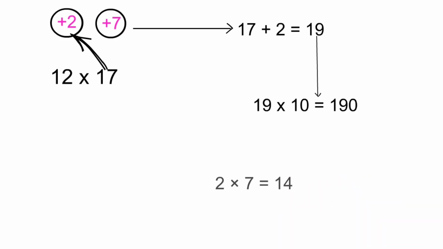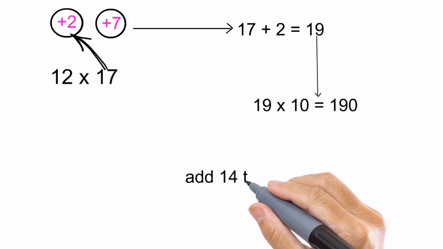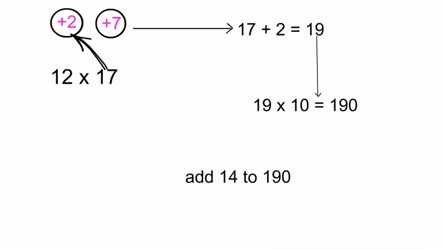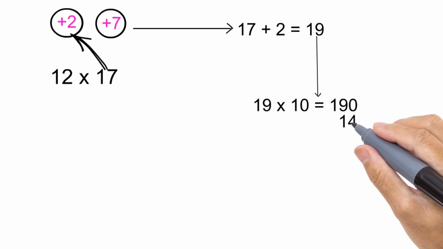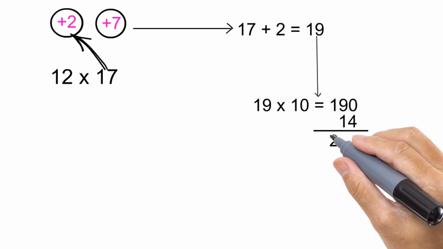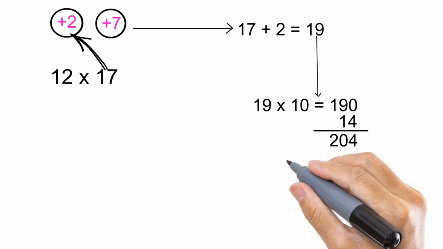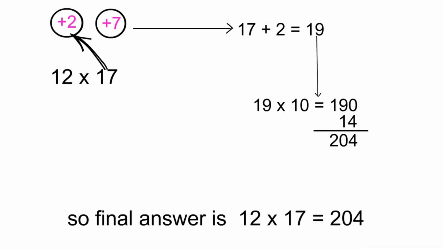We have to add this 14 to the previous calculation, 190. So, add 14 to 190, which gives us 204. So, 12 into 17 is equal to 204. So, the final answer is 204.